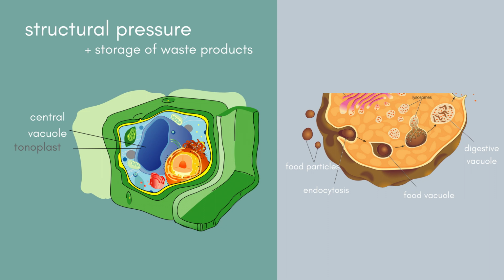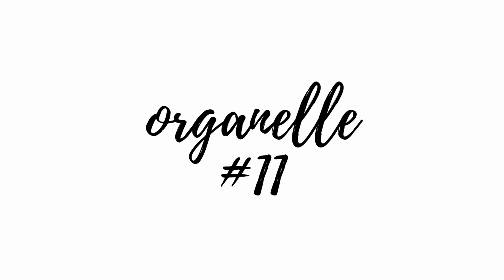Waste products from digestion are excreted through exocytosis, where the vacuole's membrane merges back with the cell membrane and spits out the junk. So in animals, instead of there being vacuoles for structural pressure, the vacuoles facilitate endo and exocytosis, or cellular eating and pooping.